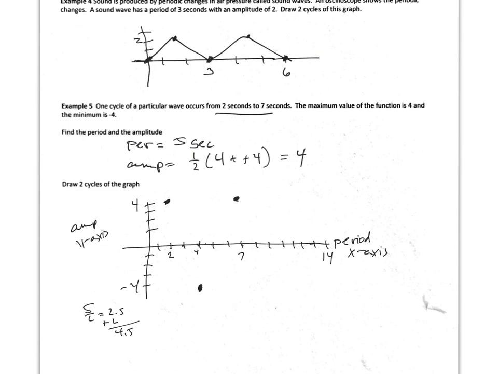So we also know that at 14 it would complete its second cycle. And then 2.5 seconds in from 7, it would be down at its minimum again. So you can draw this pointy, you can draw it curved, it's up to you, but that's what that wave would look like. Again, we're just trying to practice period and amplitude on these random graphs that they give you.